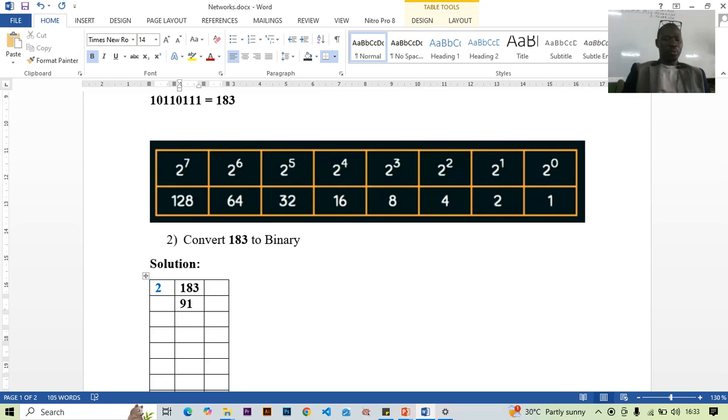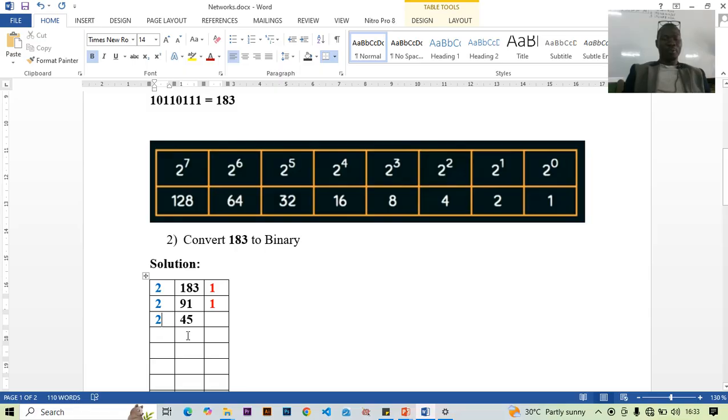91 times 2 will give us 182. So which means we have a remainder of 1. Then 91 divided by 2, we have 45. Okay? 45 times 2 is 90, so we have a remainder of 1.